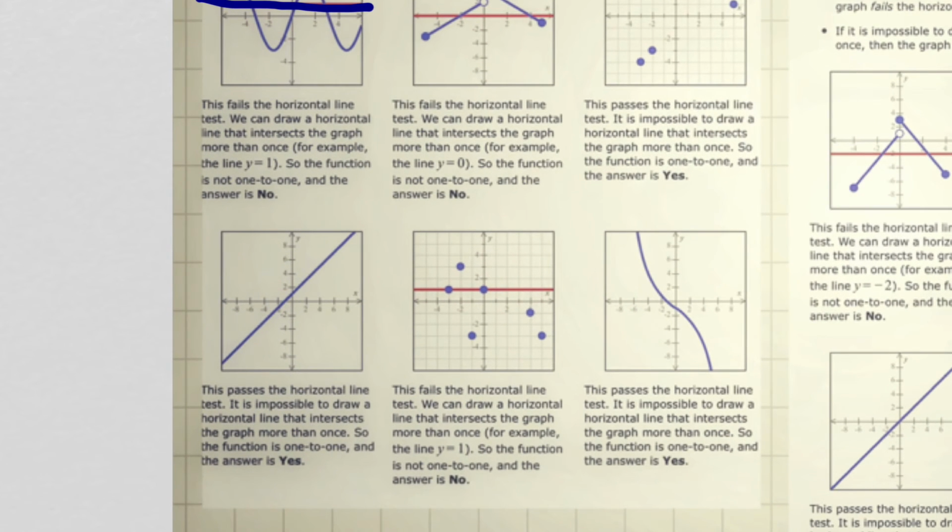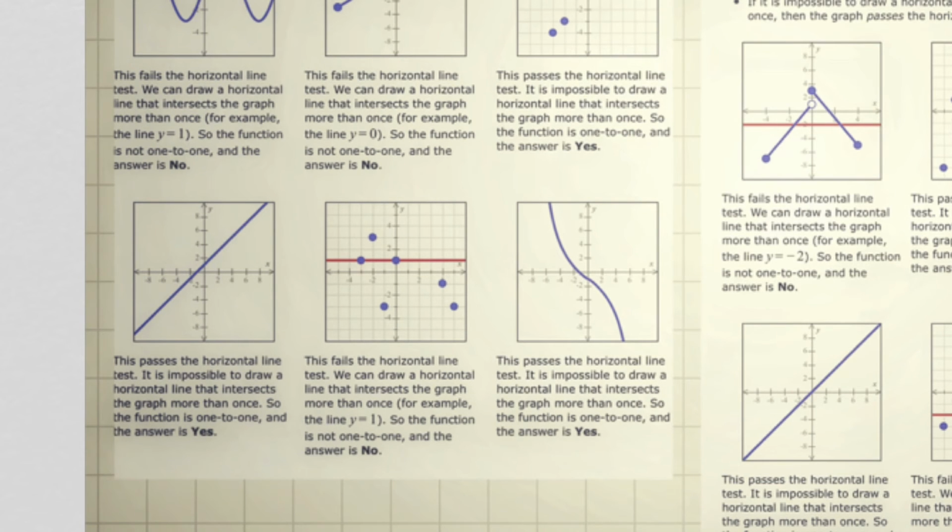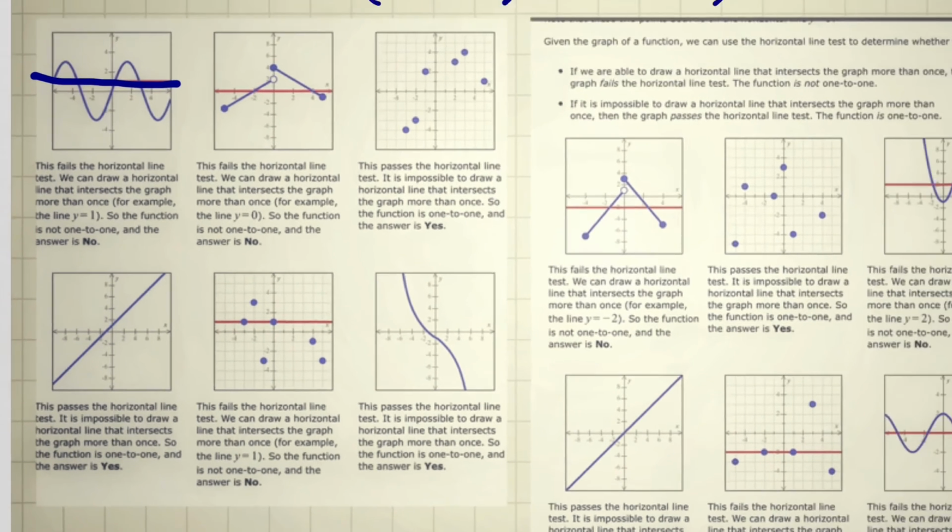By the horizontal line test, same thing here. Notice this line goes through both of these, so this is not a one-to-one function. Here, if you do the horizontal line test, the line goes through the function one time.